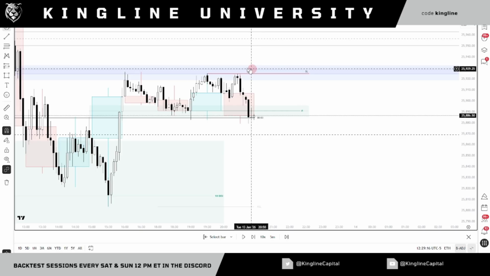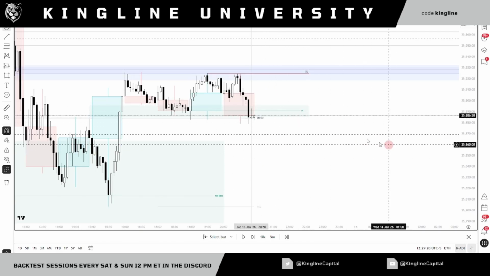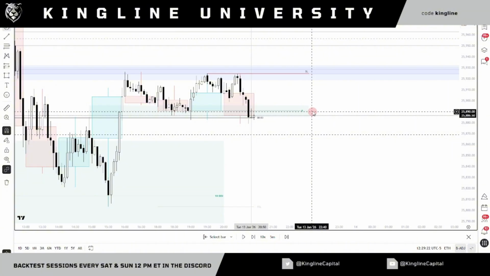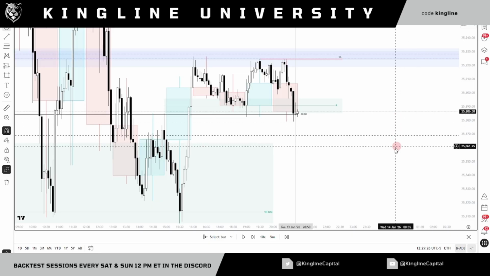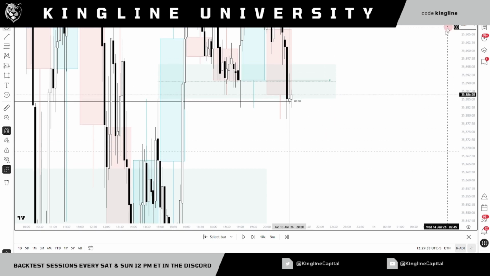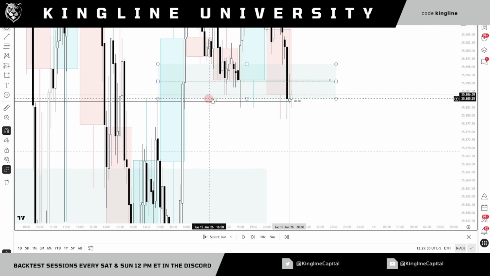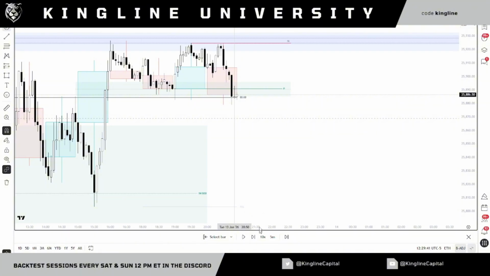So it's still just, we haven't failed this yet, right? So I don't see a reason to get chopped up in this. I'm going to choose to forego this. I could be wrong here, right? I could just be reading this wrong, but I don't think this is a valid setup because we haven't quite failed this PD array, being that we did not close below the low of this fair value gap. We closed right on that low. So I'm going to remain cautious here and not take this trade.